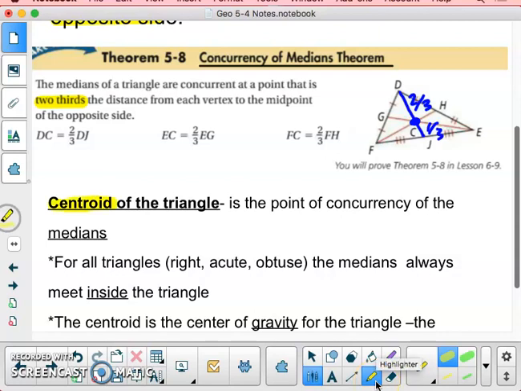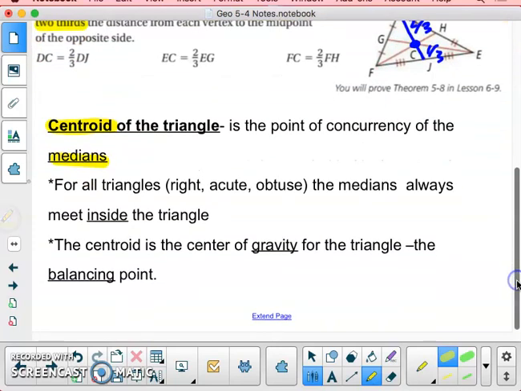So again, the word that we get when we run the medians into each other is called a centroid. That's the point of concurrency of the medians. This centroid is always going to be inside. You can't make the centroid pop outside of the triangle. Something notable about the centroid is that it's the center of gravity or the balancing point of a triangle. So if you had a triangle, maybe cut out on a piece of paper, you could draw the centroid by connecting all the medians. You could put your pencil under that centroid and it would balance. That's where all the weight is centered.